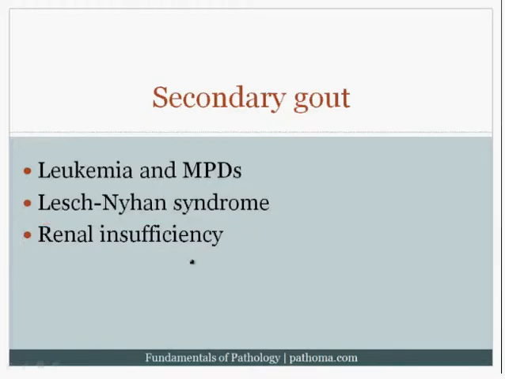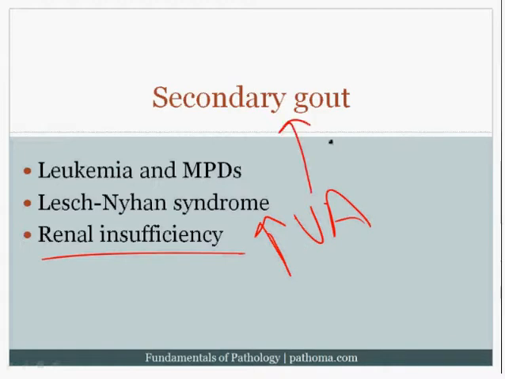The third cause of secondary gout would be renal insufficiency. Now recall that the kidney has to excrete the uric acid to get rid of it, and so if there's insufficiency, you won't be able to excrete the uric acid. That'll result in high levels of uric acid, which could then result in a secondary gout.